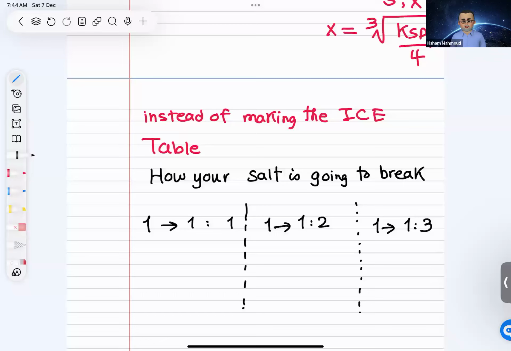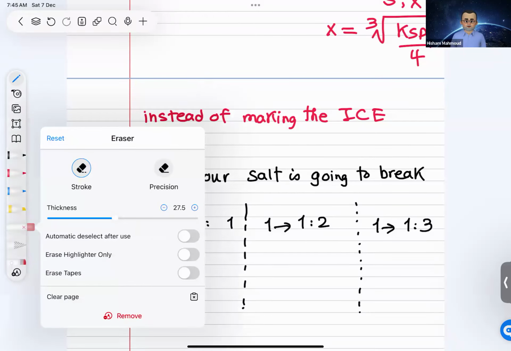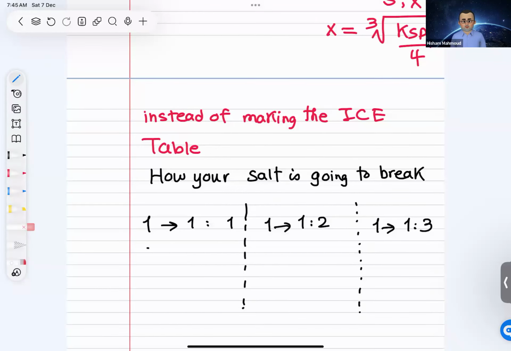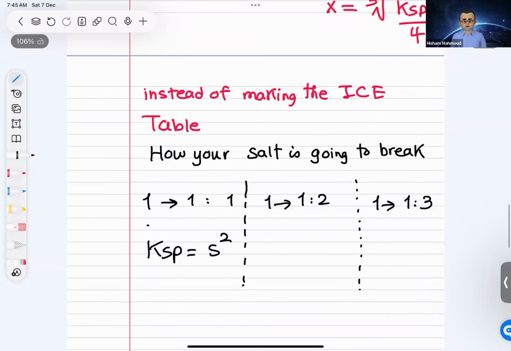So if the ratio is 1 to 1, what did we say last time? The equation tells me if it is 1 to 1 to 1, then KSP is simply X squared or S squared. If you have the solubility, you can square it and you will find KSP. KSP is equal to S squared, and S is equal to the square root of KSP simply.